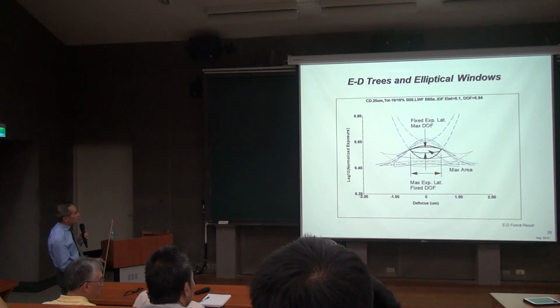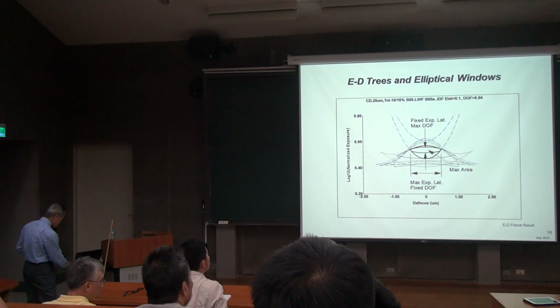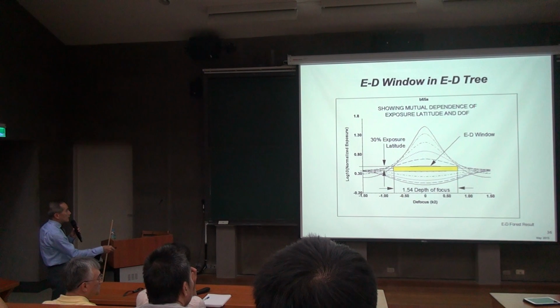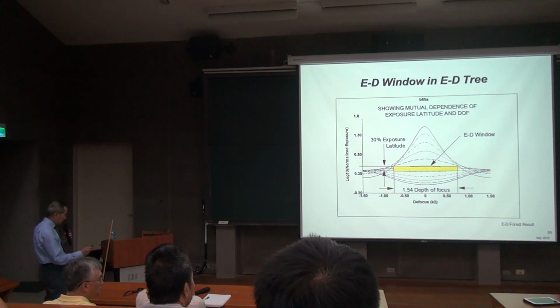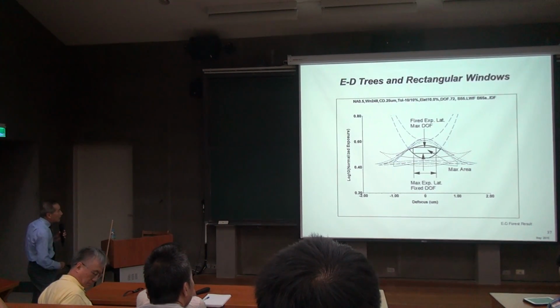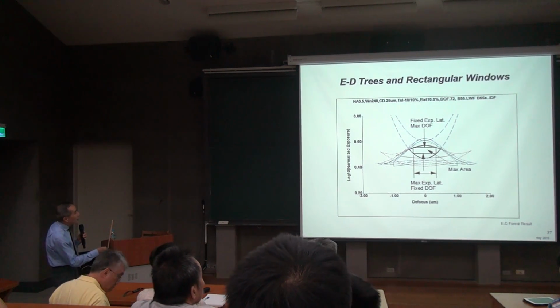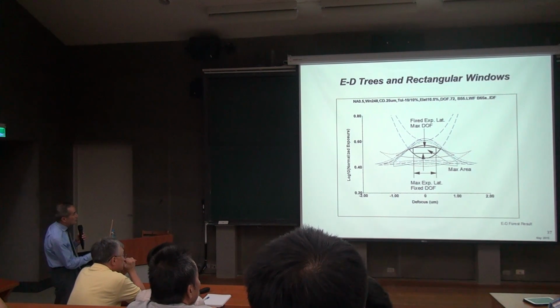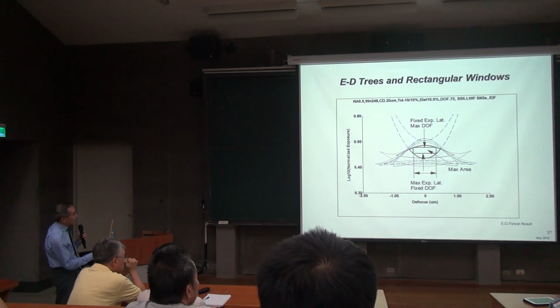Now here, in the previous chart, I'm using an equal line and equal space as my pattern. And in this chart, I'm using 3 types of features. This is my equal line and equal space. I believe one of them is a contact hole. This is a contact hole. And this is an isolated island.